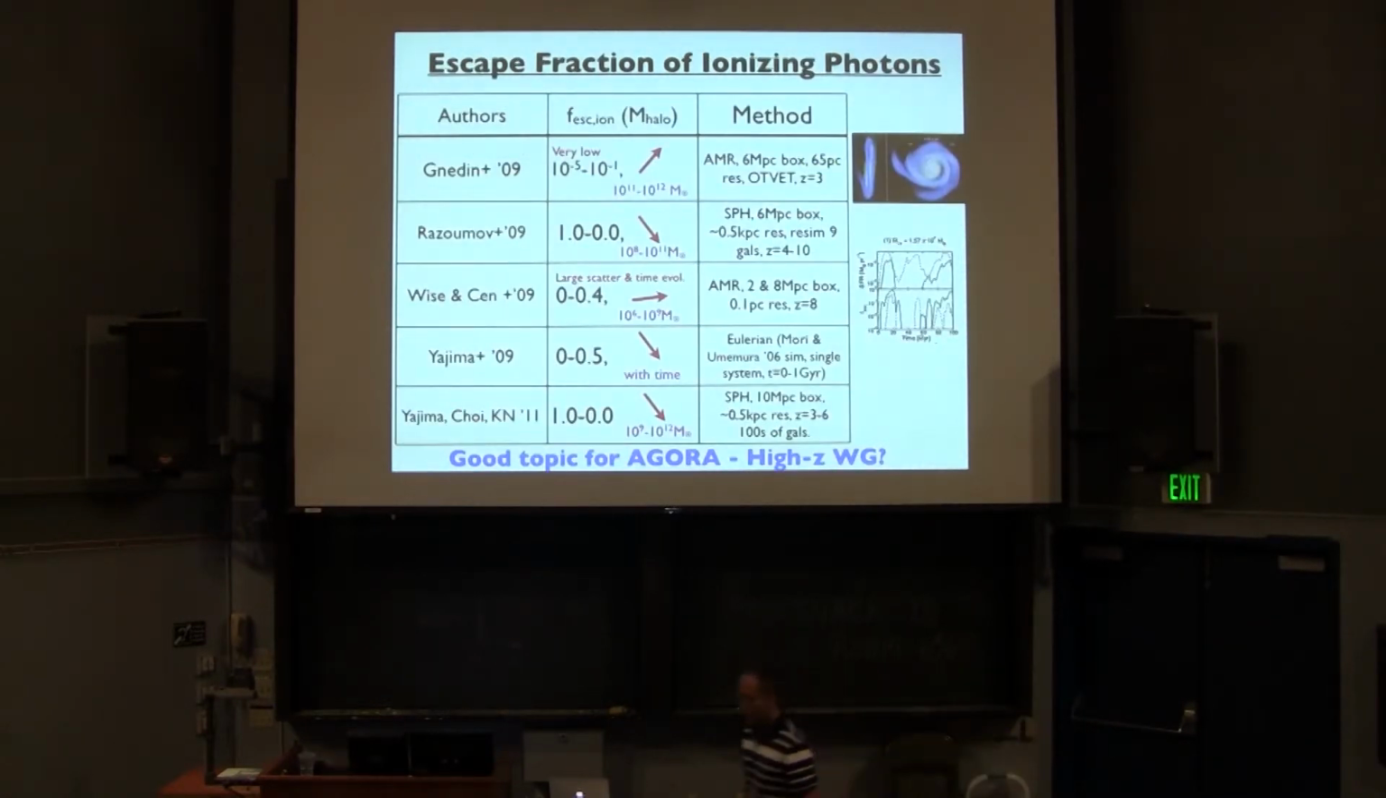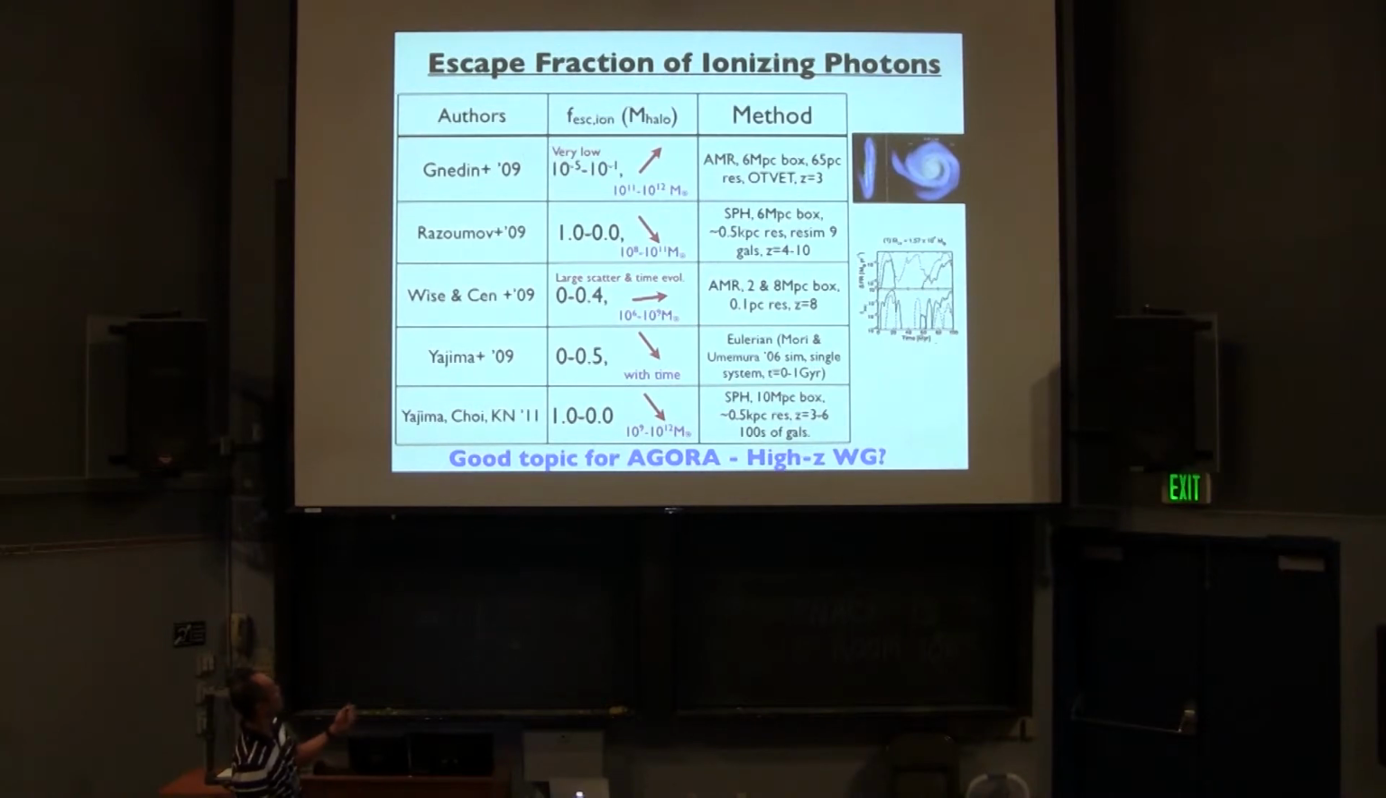Okay, now next couple slides I want to talk about escape fraction because this came up a little bit earlier. This is related to the reionization, how much ionizing photon gets out of individual galaxies. The result is quite varying according to previous papers. There are a lot of people who have worked on this from 2009 to present. And because they simulated different halo mass range, different epochs, they gave very different results.